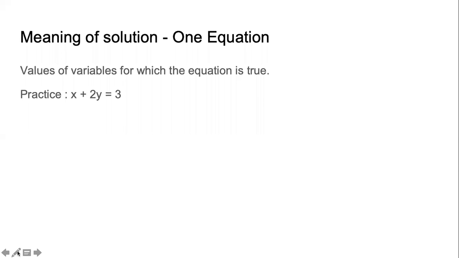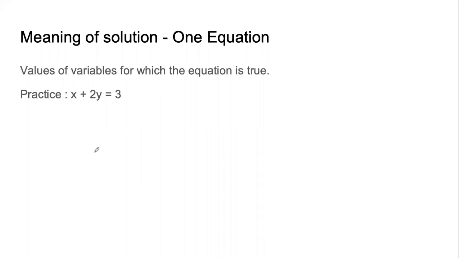Now, the meaning of the solution comes from that definition. Solution means if the equation is x plus 2y equals 3, this is a linear equation. This is one linear equation in two variables, x and y. The meaning of the solution here is, what are those values of x and y for which this equation is correct? Ki x kitna hoga, y kitna hoga, so that x plus 2y equals 3. That is the meaning.